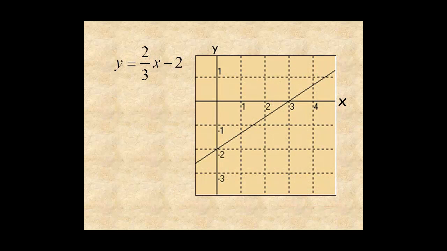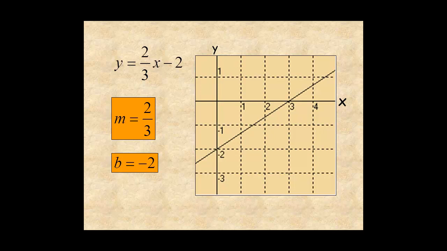The slope-intercept form of a linear function makes it convenient to graph the function. For this function, the slope is 2 over 3, and the y-intercept is negative 2. Start the graph by drawing a point at negative 2 on the y-axis. Remember, slope is rise over run. So from the y-intercept, go up 2, the rise, and over 3, the run, to the next point. Then draw a line through the points, and you have a graph.